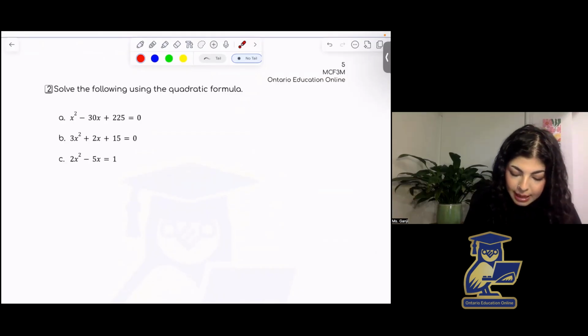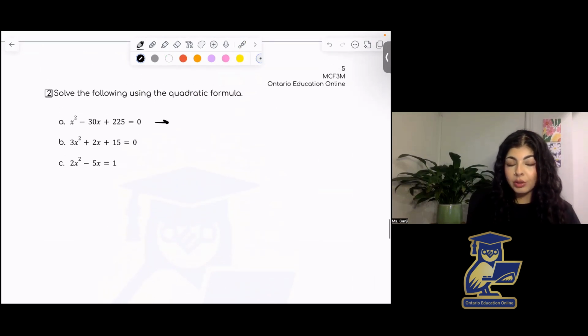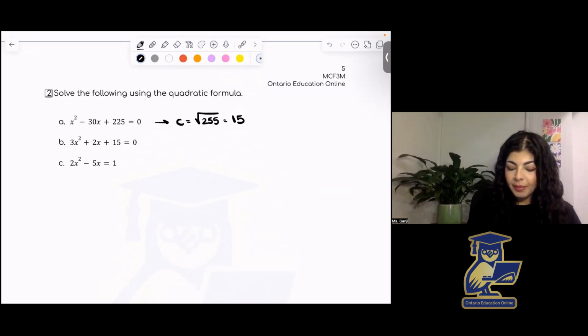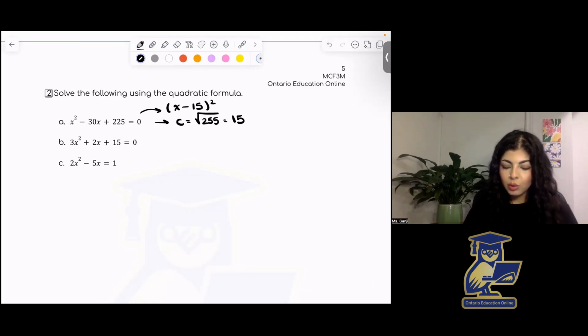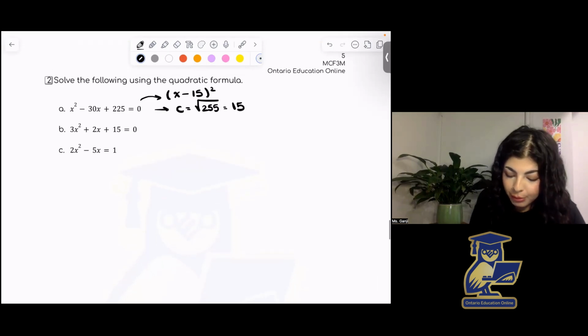Starting with our first example, we have x squared minus 30x plus 225 is equal to 0. So if you recognize this right away, 225 is one of our perfect squares. So c is actually 15. And this whole function to begin with can be written as a perfect square, x minus 15 squared, because we have that negative 30 there. So you would be able to find the solution right now, just visually looking at that, the solution would be 15. So we're going to try with the quadratic formula.